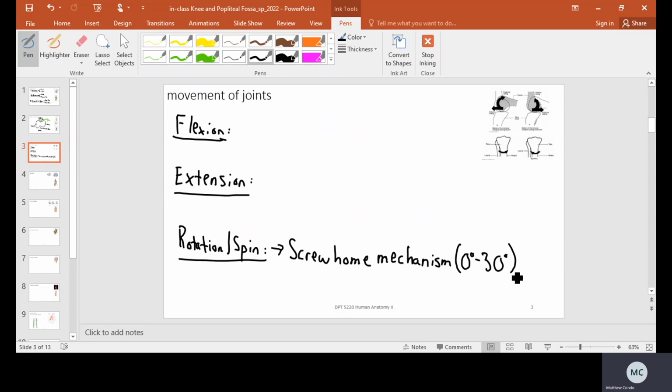Think back to when we did this for the shoulder way back last semester. And I said you have to really differentiate the ION suffix versus the ING suffix. You guys remember that? Kind of, sort of, not really? Okay. So this is going to become very important because my screw home mechanism is going to have 2 basic phases. It's either going to have a locking phase or an unlocking phase. Okay?